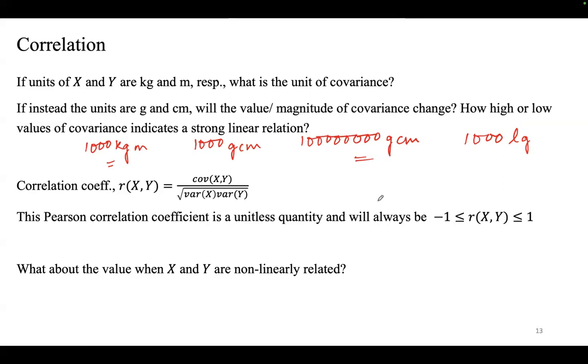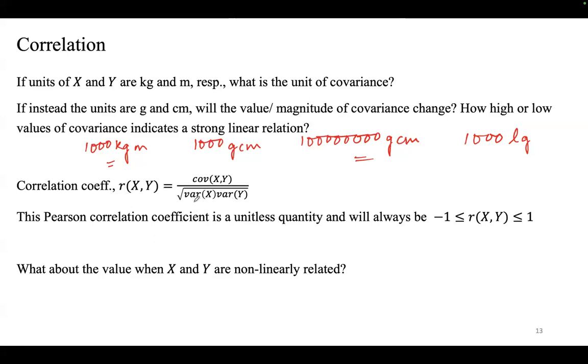So we need to do two things. One is we need to remove the units, no gram, no centimeter, nothing. Also, we should do away with the magnitude and bring it down into a certain range. The range that we would now bring it down to is between -1 and 1. And how do we do both the things together? We divide the covariance by the variance of x and variance of y. You multiply them and then you take a root.